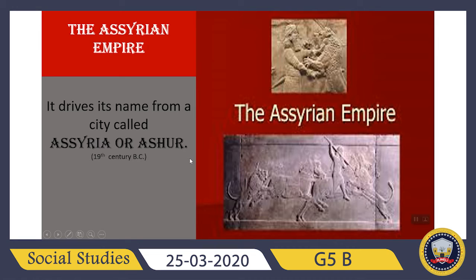It was developed on the west bank of the Tigris River. With the passage of time, these cities turned into a strong empire in the 19th century, and that empire was known as the Assyrian Empire.